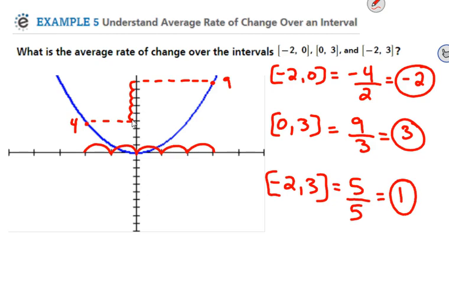So there are the average rates of change over the 3 intervals. And the big takeaway from this example is that when you have a graph that is not linear, like a parabola, you will have different average rates of change over different intervals.